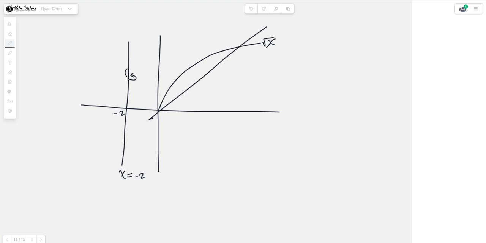Because x equals negative two is parallel to the y-axis, we have to put it in terms of y first. That's a good point. That's a start. And then, for example, y equals root x, so x equals y squared, and x equals y. Yeah, exactly. Y equals x, x equals y, same thing.